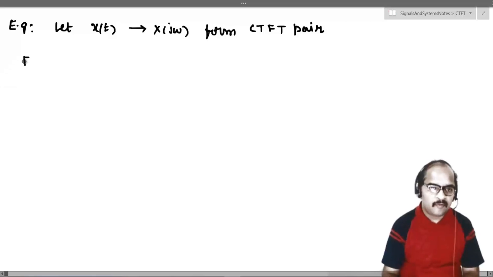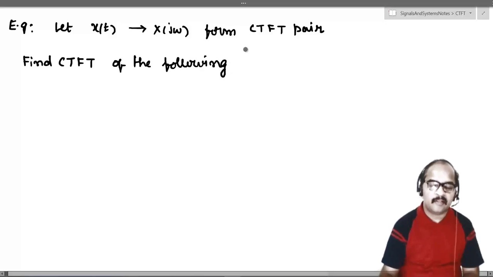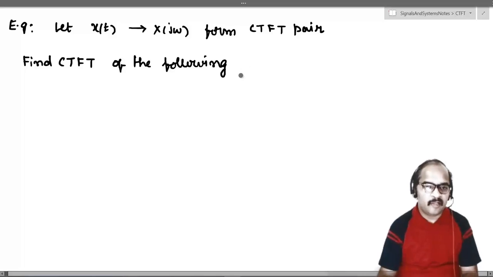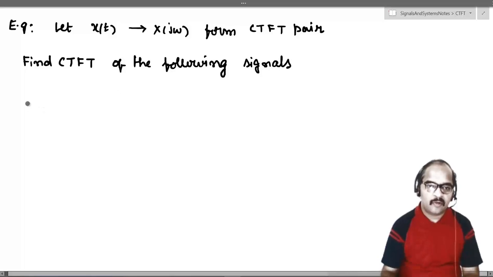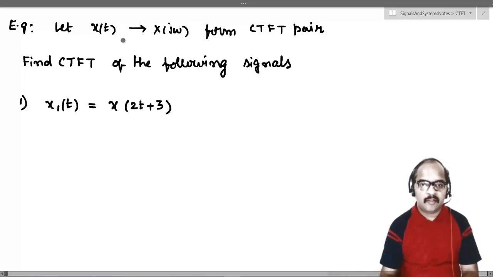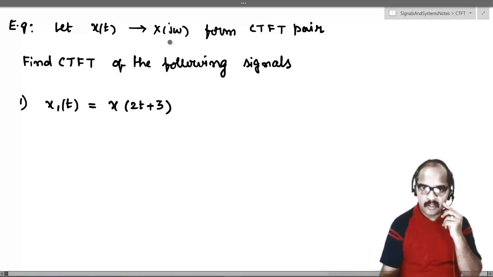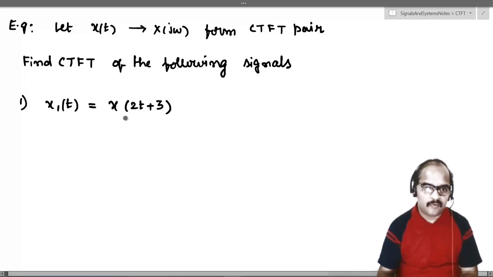Okay, the question is: find the CTFT of the following signals. All these following examples are based on the first five properties we have seen. Find the CTFT of the following signals. Okay, so the first one, let us call that x1 of t, which is equal to x of 2t plus 3. Okay, so if x of t has X of j omega as the Fourier transform, then what is the Fourier transform of the new signal, which is x of 2t plus 3.